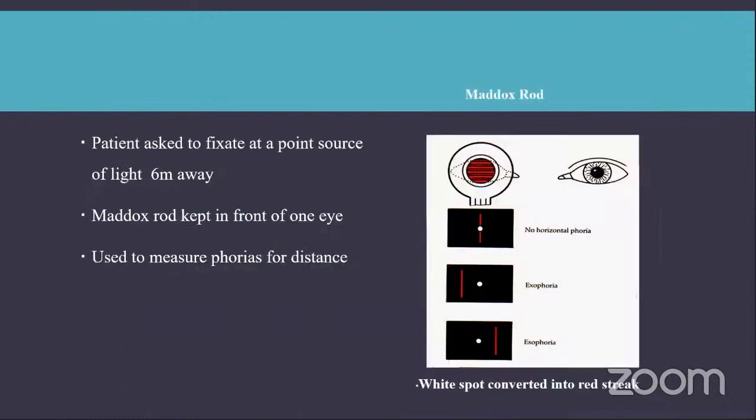So the patient fixates the light at 6 meters, with the MADDOX rod in front of one eye. And this is what you get if there is no misalignment. And misalignment can be demonstrated easily like this in these two cases. And it is used to measure phorias for distance.